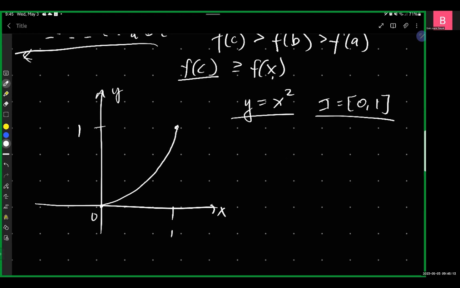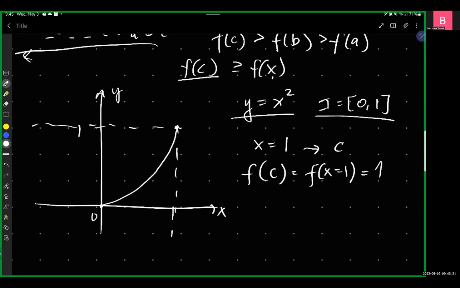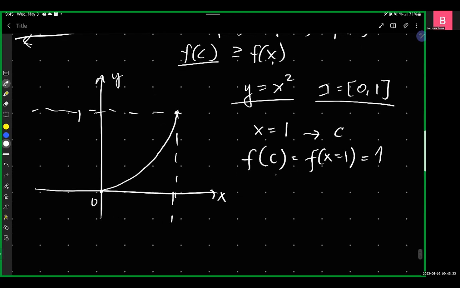Ano kaya dito yung maximum value? The maximum value for this case, as you can see, is when x is equal to 1. And let's call this C. Now, as you can see, f of C, or simply x equals 1, gives us 1. Now, are we sure that this is the maximum, or the absolute maximum? For that case, the absolute maximum.